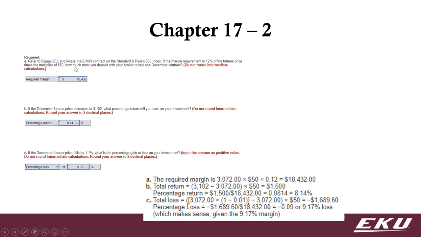In this one, I did not include this figure. It was just really cluttered. I'm not sure why they wanted you to have to search through the E-mini contract, but yeah, so.